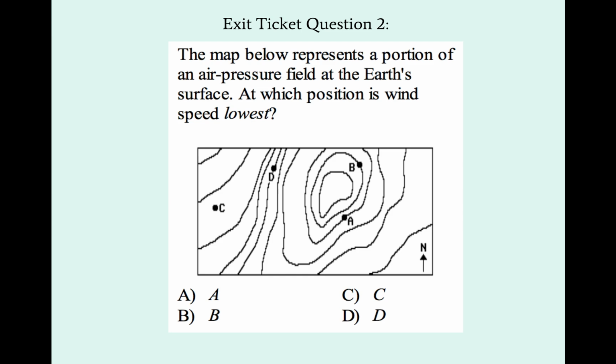The second question is this multiple choice question below. Take a look at the map, which represents an air pressure field at Earth's surface. And I want you to tell me at which position is the wind speed the lowest. Please remember to send a picture of your notes and the answers to the exit ticket, both question 1 and question 2, to Ms. LaPlaca on Remind. We're going to be entering those grades, and we are keeping track of who is participating, who is not, and hopefully we can give you some feedback to make sure that you are on the right path.